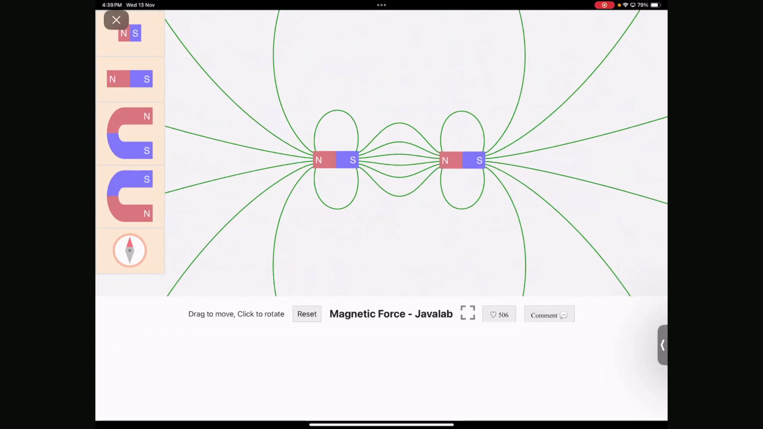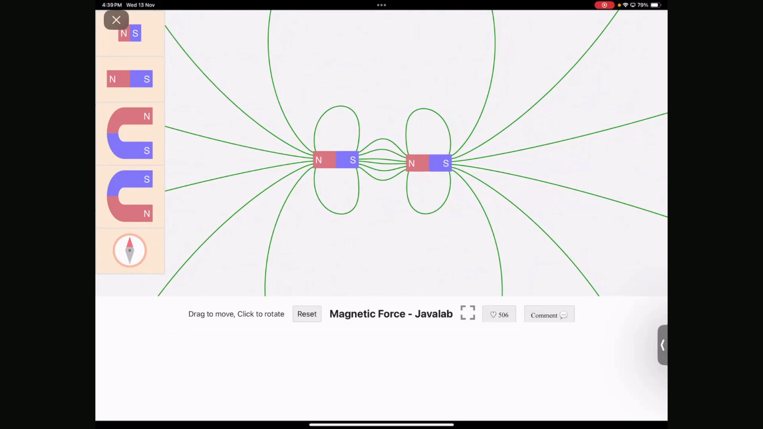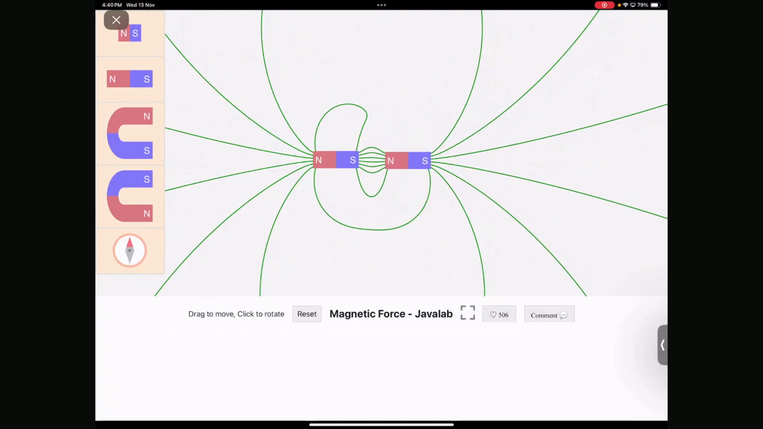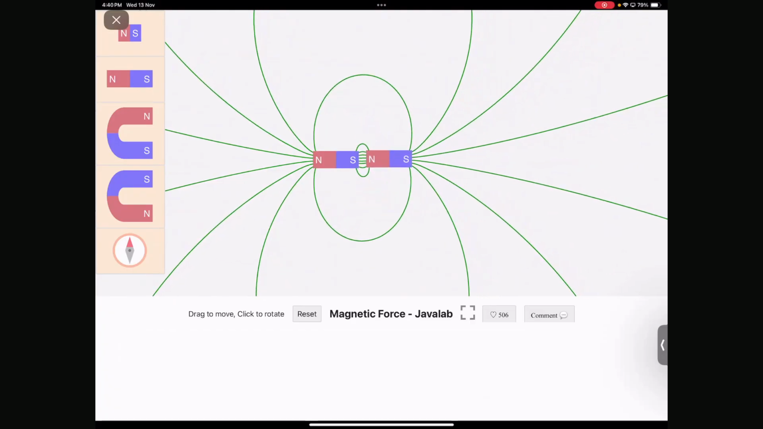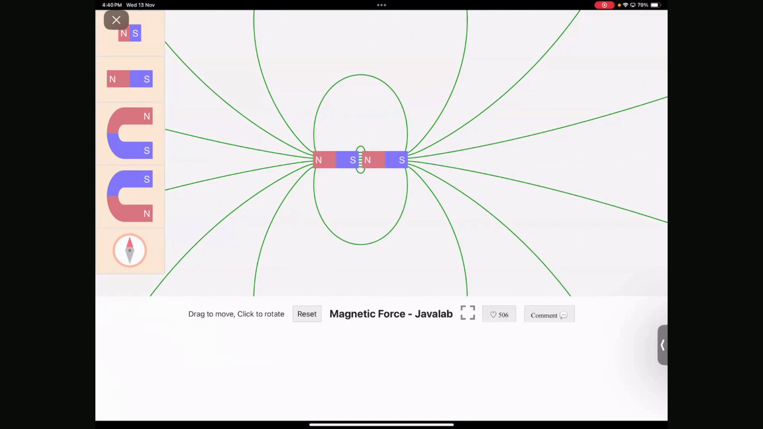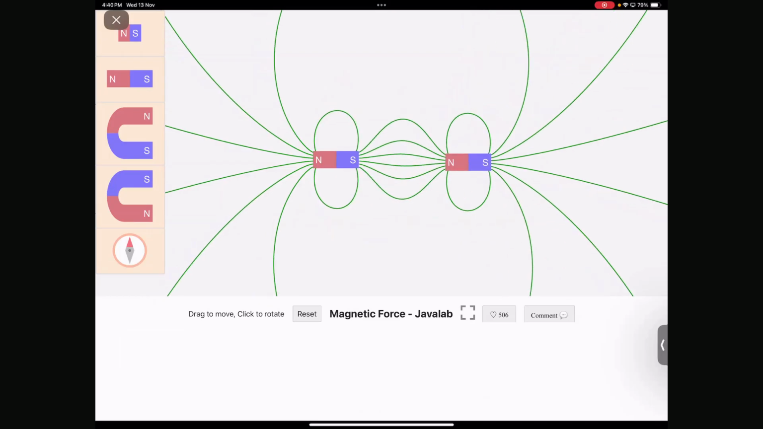And the closer you get, you'll notice that the lines will keep getting straighter. And that means they're becoming more and more uniform, and also they're becoming stronger. So that's when you generate a strong magnetic pole at the center. And the further you go, it gets weaker.